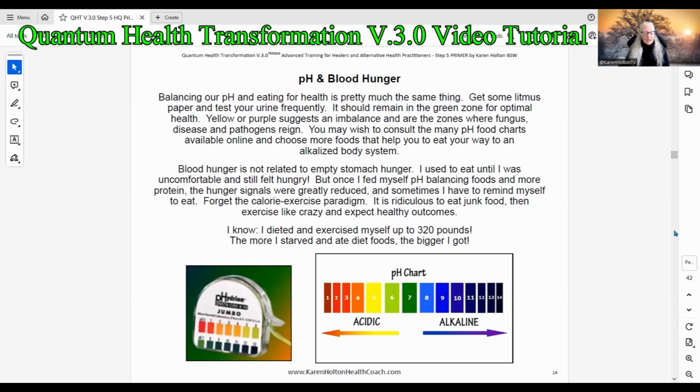Forget the calorie exercise paradigm. It is ridiculous to eat junk food and then exercise like crazy and expect healthy outcomes. I know, I dieted and exercised myself up to 320 pounds. The more I starved and ate diet foods, the bigger I got.